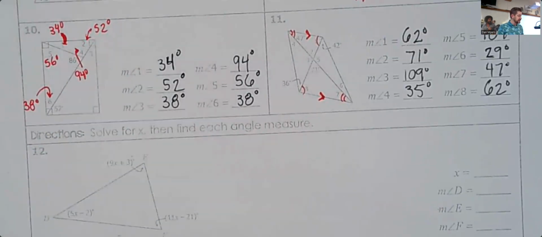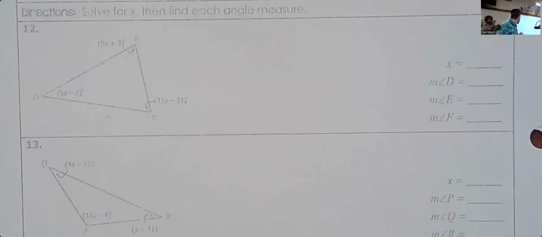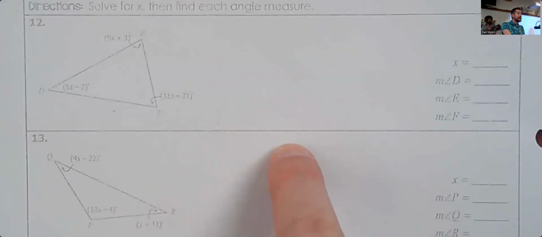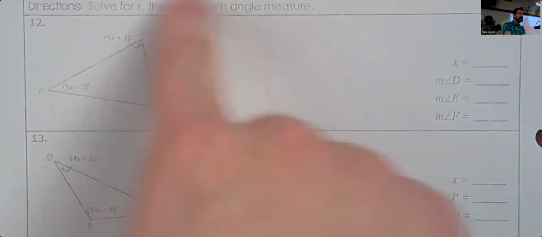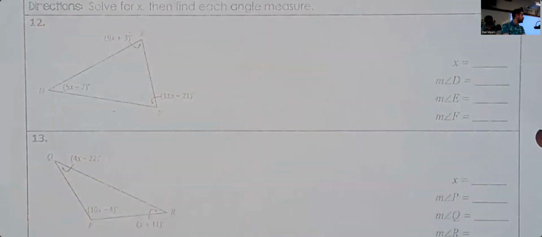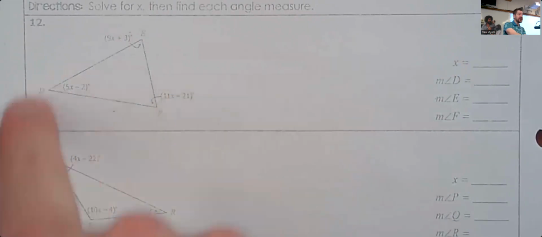All right, let's go to number 12. Here's our first actual algebra problem of the day. What do we know about these three angles here? They add up to 180. So combine the like terms for all three angles, set equal to 180. Solve for x, and once you have x, plug it back in for each angle to figure out the measures of each angle.